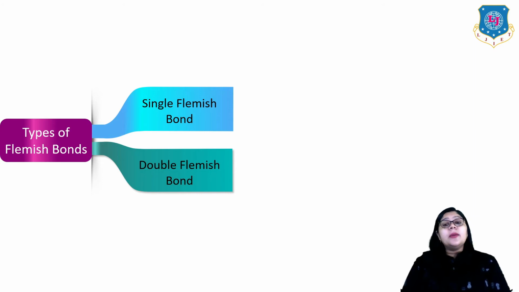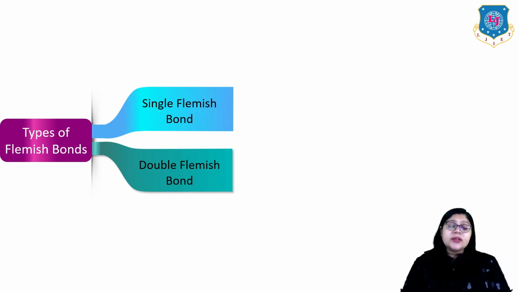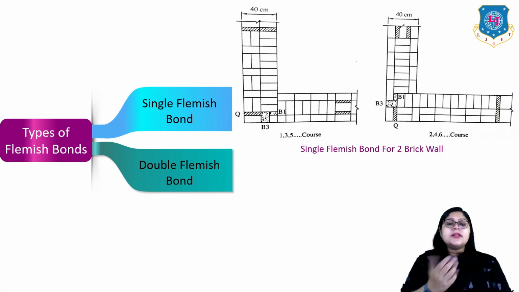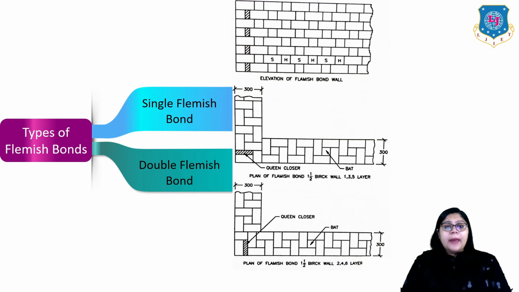But when I talk about the double Flemish bond, you will see the same arrangement in the front as well as the back side. It means the look from both sides is attractive and good. See, this is the single Flemish bond for a two brick wall. But here is the example of double Flemish bond, where from both the front and back we get the same view.